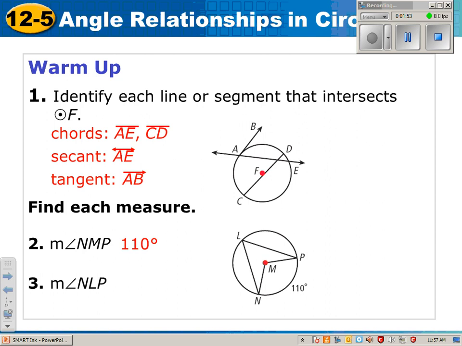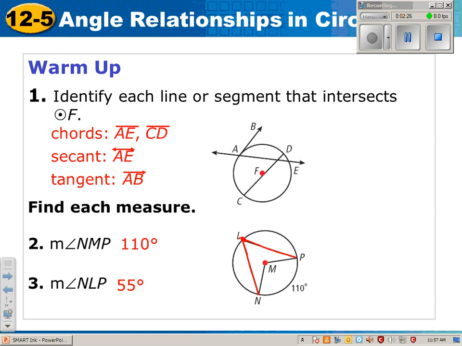What kind of angle is NMP? Central angle. What kind of angle is NLP? Inscribed. And I want to remind you that inscribed angles have to be made up of two chords, or they're not technically called inscribed. Inscribed angles have their vertex on the circle, but they also have to have two chords, not tangents, just not tangents. Okay, so what is NLP? Good, half of the arc NP.